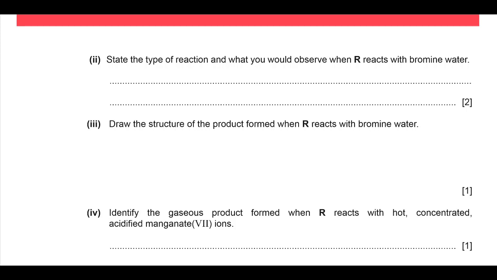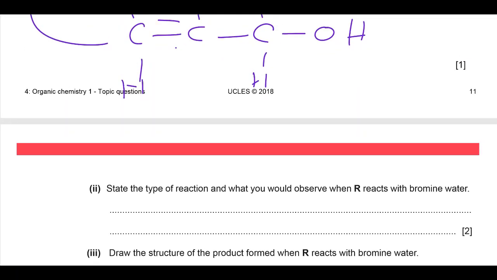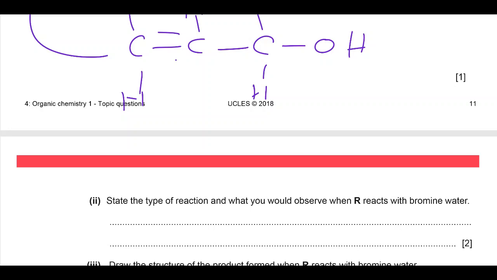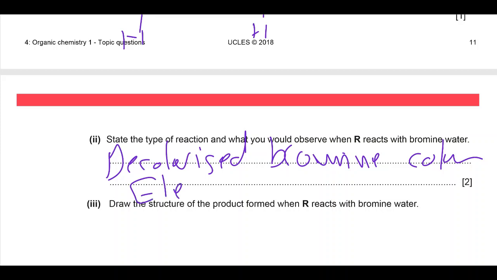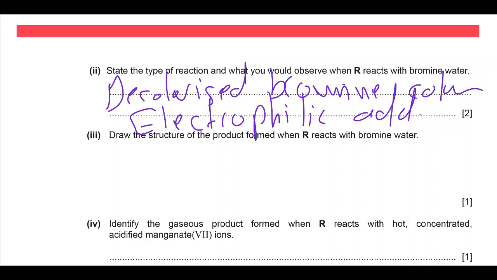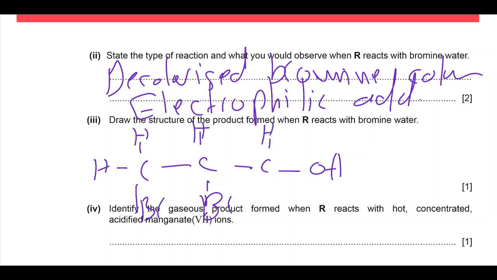State the type of reaction and what you would observe when R reacts with bromine. R has a double bond, an alkene, and with bromine it will decolorize the bromine color, and the reaction is electrophilic addition. Draw the structure of the product formed. So you have R, and here you have added two bromine, H, H, H, and here we have another H.